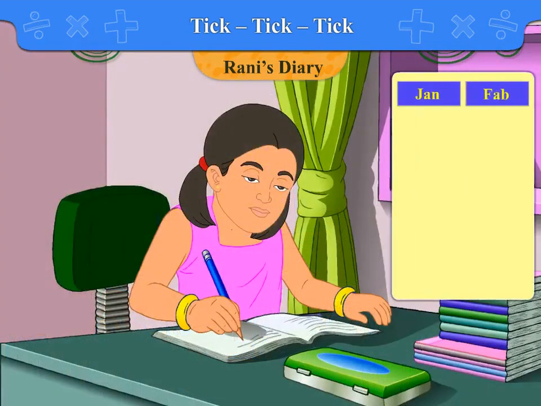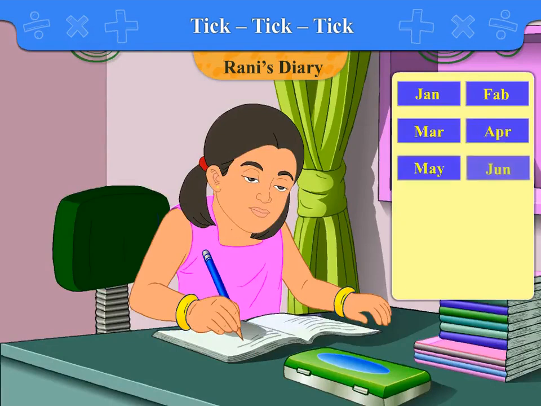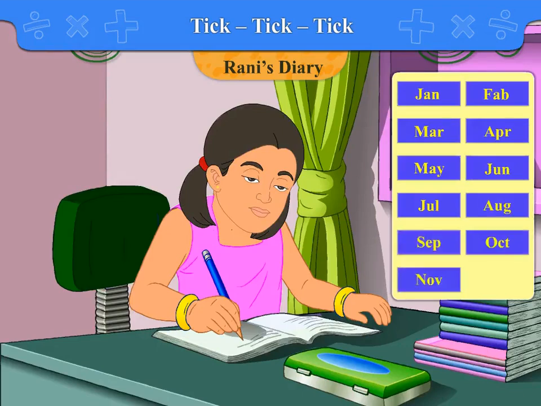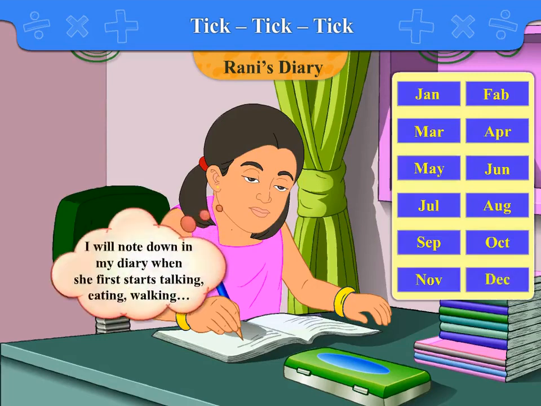She will start doing all this slowly as she grows up." January, February, March, April, May, June, July, August, September, October, November, December. I will note down in my diary when she first starts talking, eating, walking.